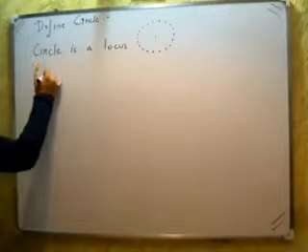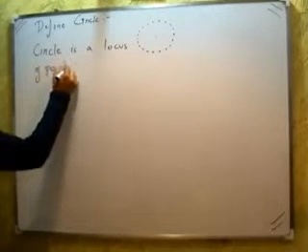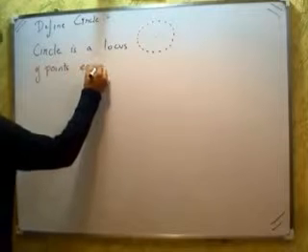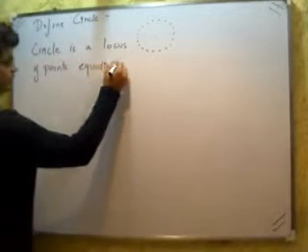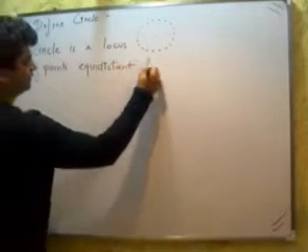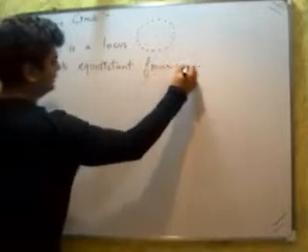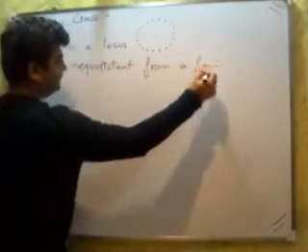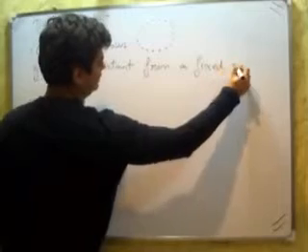So how do I define circle? I would say circle is a locus of points equidistant from a fixed point.